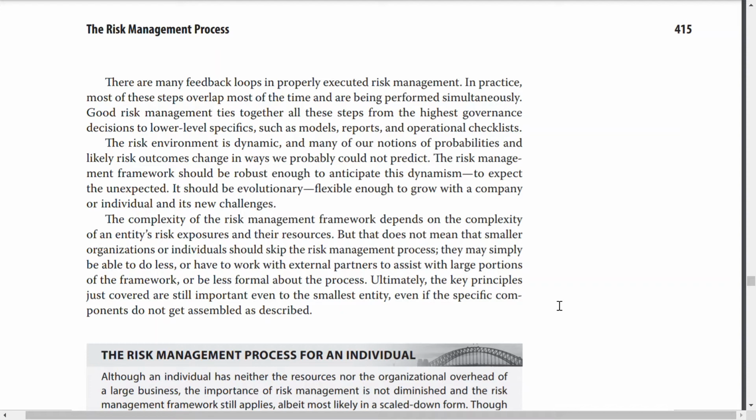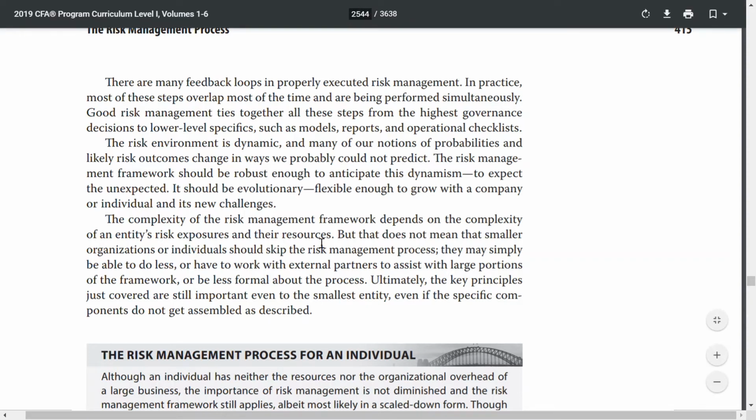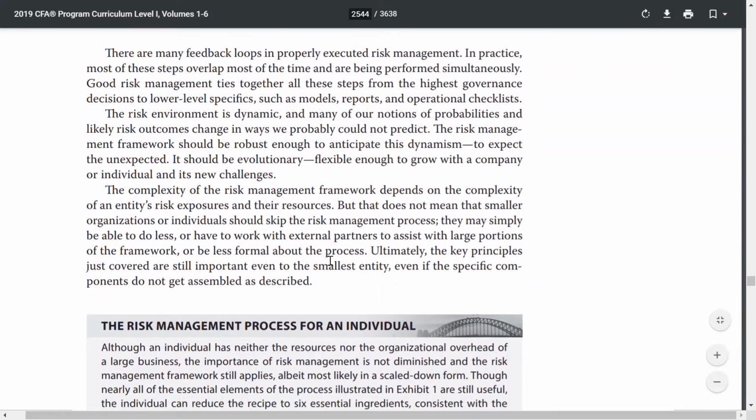in its new challenges. The complexity of a risk management framework depends on the complexity of the entity's risk exposure and the resources. But that does not mean that smaller organizations or individuals should skip the risk management process. They may simply be able to do less, or have to work with external parties to assist with large portions of the framework, or be less formal about the process. Ultimately, the key principles just covered are still important, even to the smallest entity, even if the specific components do not get assembled as described.